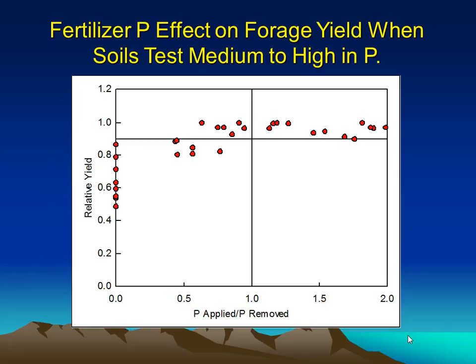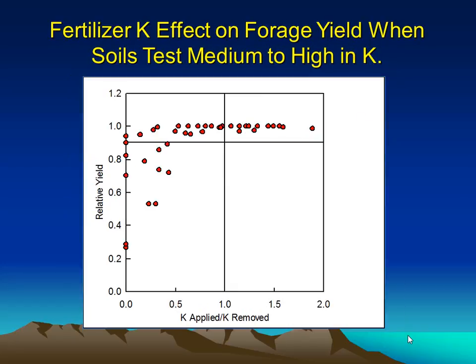Okay, now we're going to jump up to medium and high testing soils. As long as I've got into that high range, now all I have to do is apply removal rate, and I can maintain yield at the maximum. Same with potassium. If I apply removal rate, I can maintain yield. Now, I will show you this. If you apply half removal rate on a high testing potassium soil, you still will get, for a period of time, high yields because the clay is holding potassium in reserve.